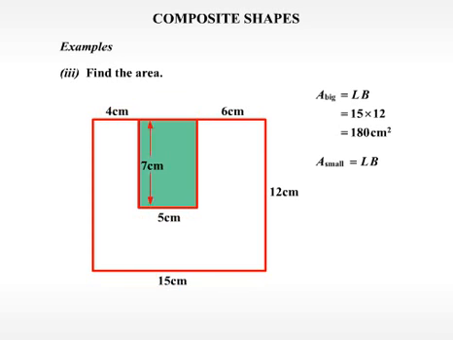Right, now, smaller rectangle, 7 centimetres and 5 centimetres are our length and breadth. So it equals 7 times 5, the area, and that works out to be 35 square centimetres.